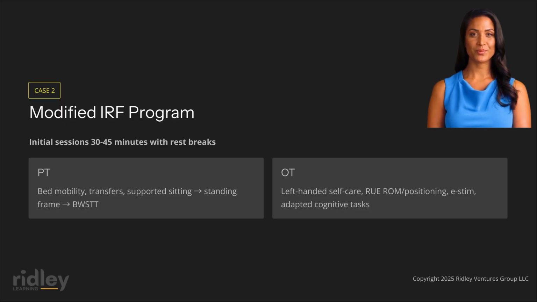Occupational therapy focused on left-handed self-care training, right upper extremity range of motion and positioning to prevent contracture and shoulder complications, and functional cognitive activities adapted for his communication limitations. Electrical stimulation was applied to right wrist and finger extensors to maintain range of motion and provide sensory input. Simple choice-making and sequencing tasks were incorporated using object manipulation rather than verbal response.